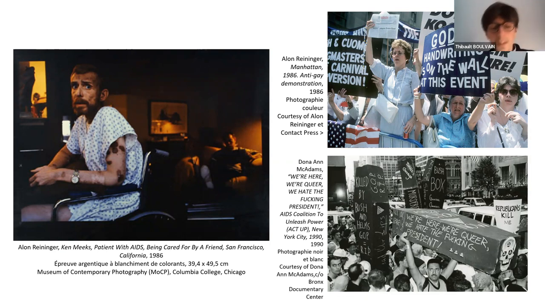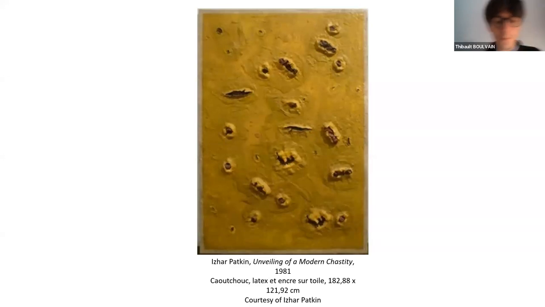So I selected visual representations that seemed to me to express better than others the main issues of representation raised by the epidemic crisis. For instance, here you have the first known artistic representation of the disease by Keith Haring's contemporary, Isa Petkin.